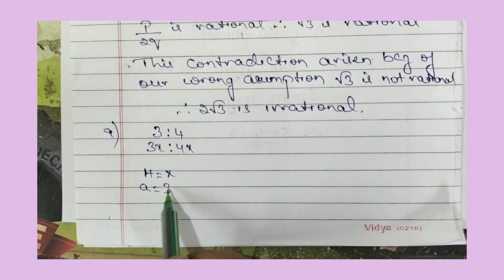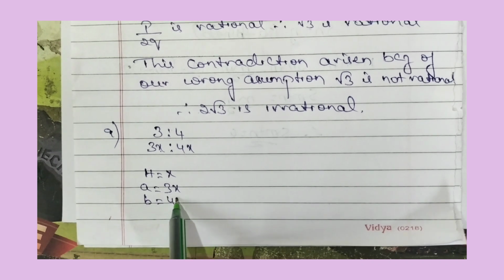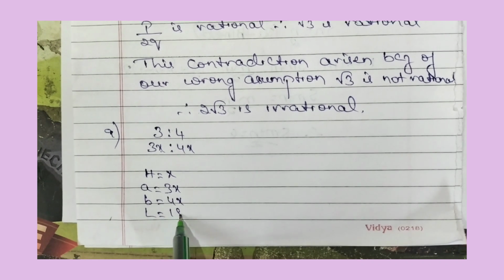Then A is equal to 3x, B is equal to 4x, LCM given as 180.